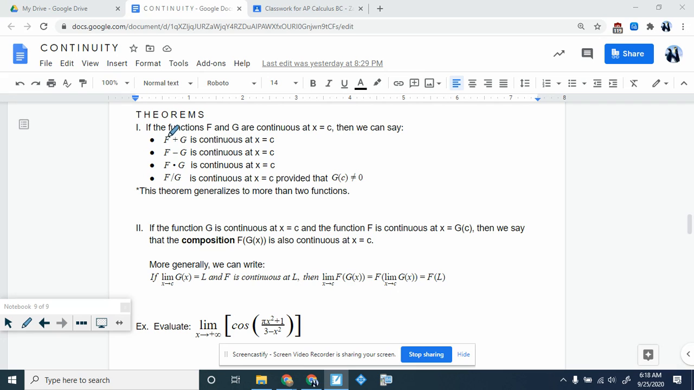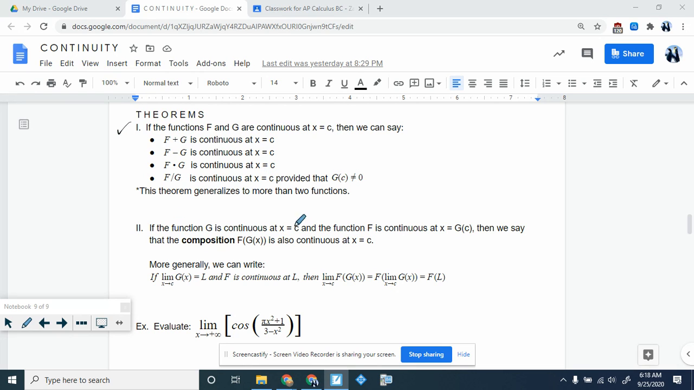So in other words, if f and g are continuous, then so is the sum of f plus g. The sum of two continuous functions is continuous, or the difference of two continuous functions is continuous, or the product of two continuous functions is continuous, or the quotient of two continuous functions is continuous, but you do have to have that little added thing here, provided that the bottom isn't equal to 0 at the point that you're interested in. And this theorem actually generalizes to more than two functions. So nothing too exciting there. It kind of comes as a result of the limit properties themselves. So this shouldn't seem too bananas to you.